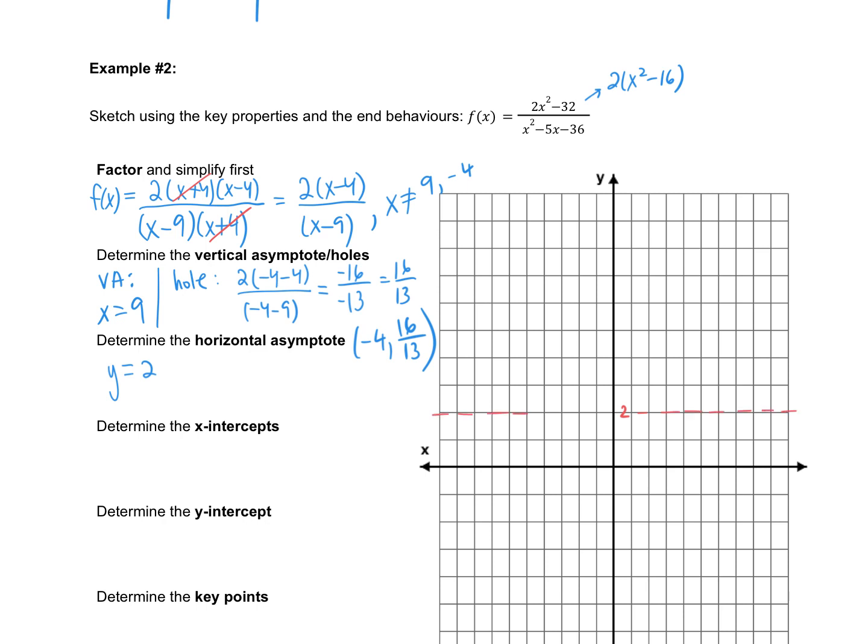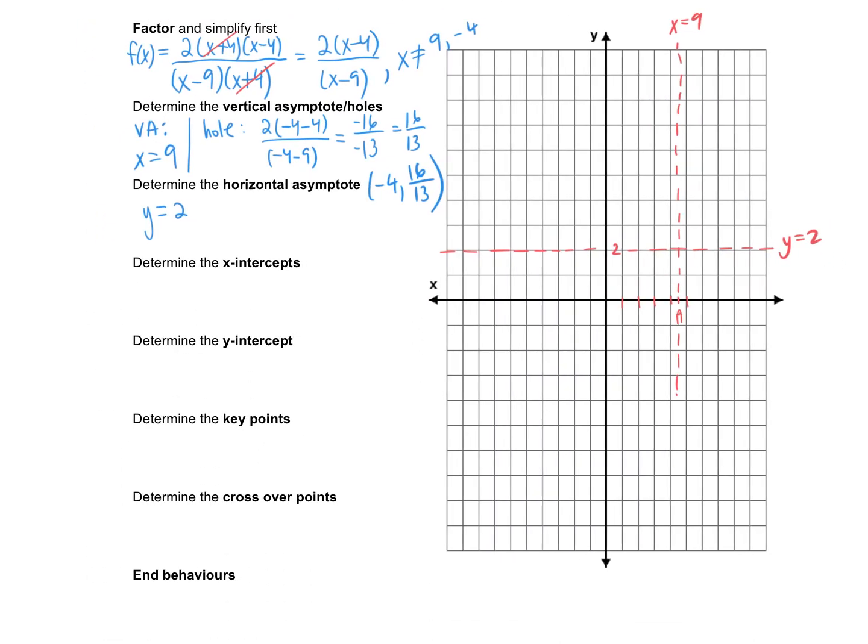And this horizontal asymptote of 2 is also going to be used for our crossover points. Now, because my vertical asymptote is at 9, I think I'm just going to label on my graph one box is 2. So 2, 4, 6, 8, 10. So 9 is somewhere in the middle there. x equals 9, y equals 2. And I'll also identify my hole. My hole is at negative 4 comma 16 over 13.